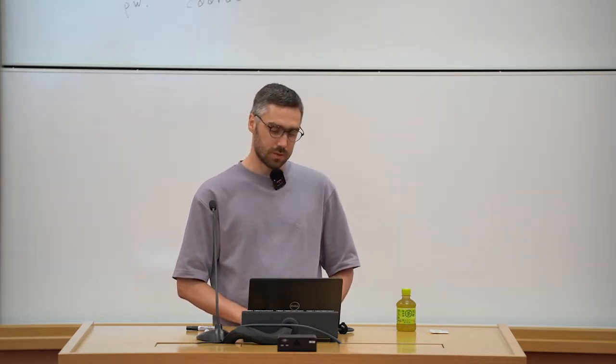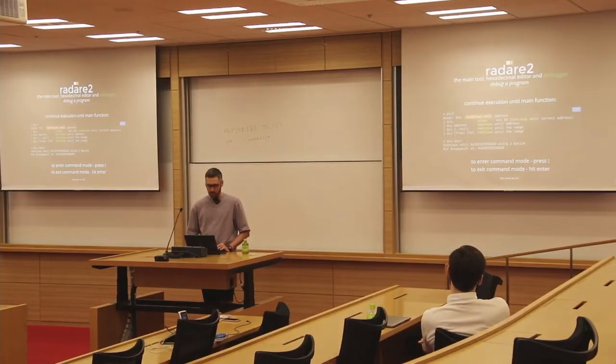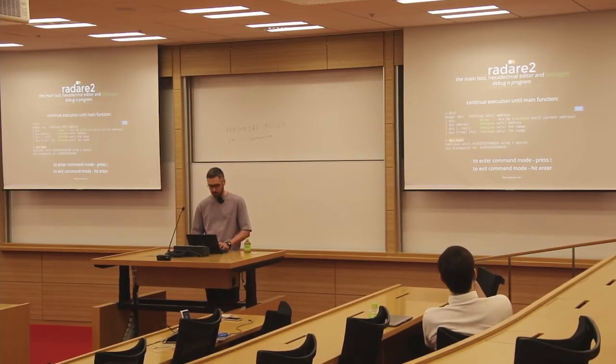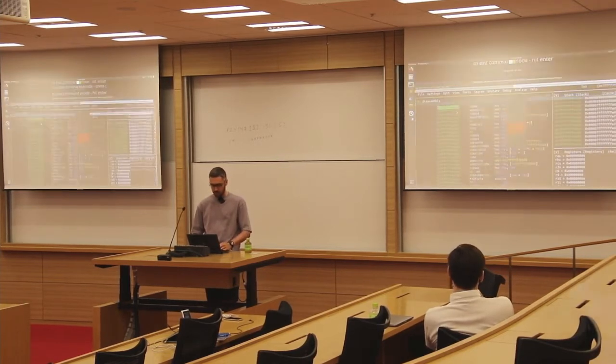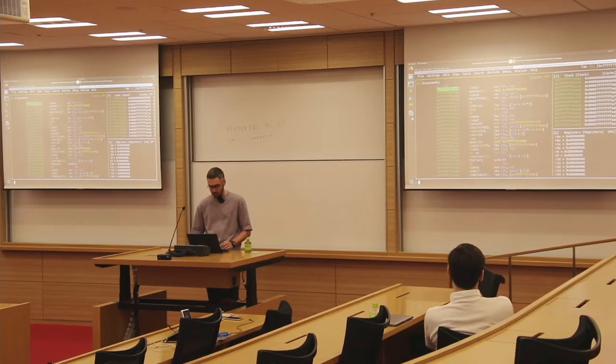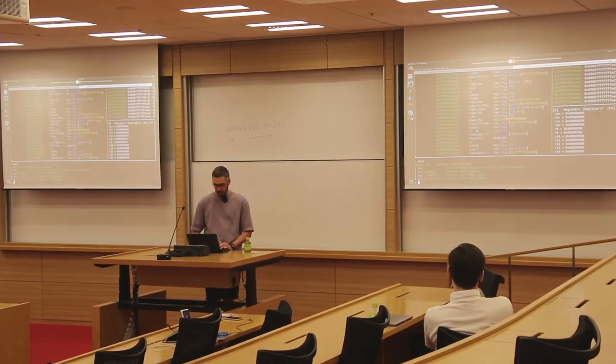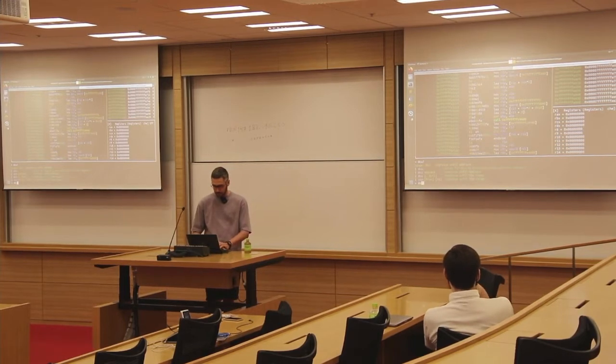A very useful command is dcu. D stands for debug, C for continue, U for until. Until, and you can say some address, or you can specify the main function. Let's continue execution until main function. This is just help, so let's enter command mode by pressing colon, dcu and question mark. You will read help, and then dcu until main.